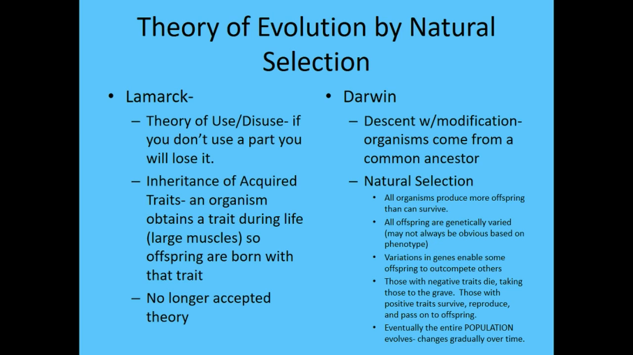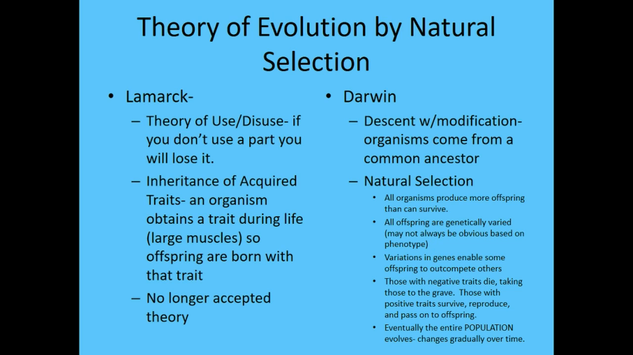Whereas Darwin said that organisms change over time. They come from a common ancestor. And this is all explained through natural selection. The big idea about natural selection is that the organisms that are best suited for the environment are going to survive and reproduce and pass those genes on. You're going to have variety in there, and so that allows the ones with the best characteristics to survive.